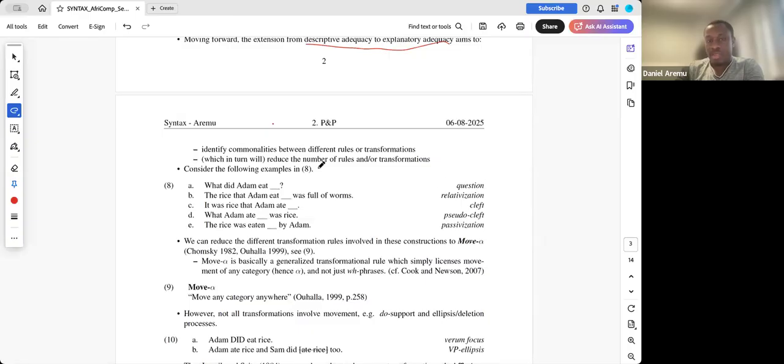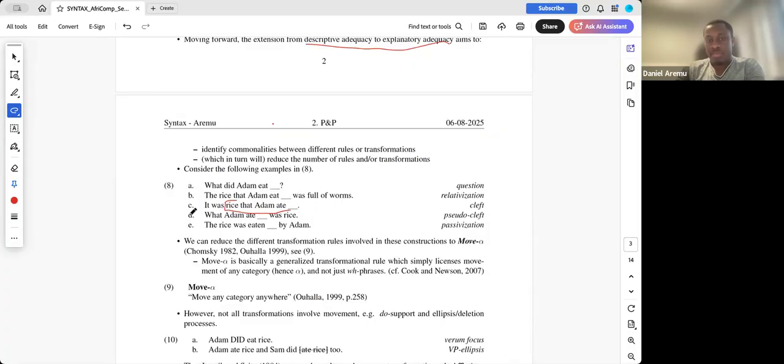In 8a, we have a question, right? What did Adam eat? That's a question. In 8b, we have relativization. So the rice that Adam ate was full of worm. Now you have relativization in this case. And in 8c, you have a cleft. It was rice that Adam ate, right? It's a cleft because you have an expletive followed by a copula, and then you have a relative construction, rice that Adam ate, basically. So we have a cleft.